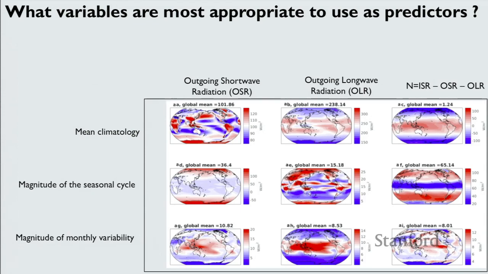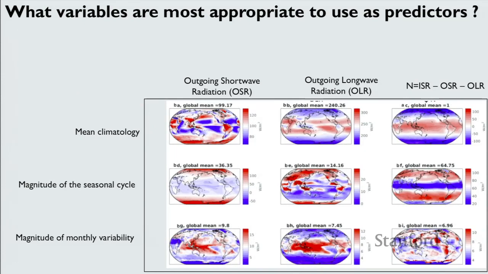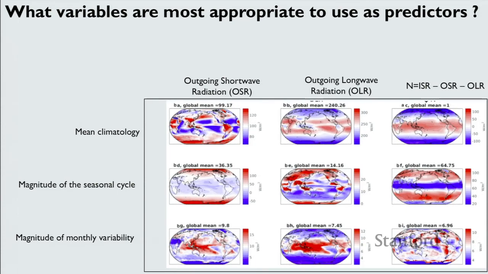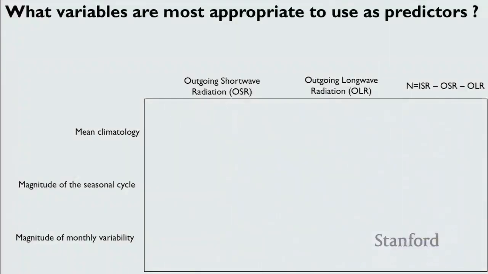Depending on if you're an optimist or a pessimist, you might think that's pretty impressive or not. I'm kind of an optimist, so I think it is pretty impressive that the models get these large scale patterns correct, because it's not programmed into the model explicitly. It's just an emergent property of the underlying physical equations. But of course, some models do better than others, and that's what we're trying to exploit here in the research.